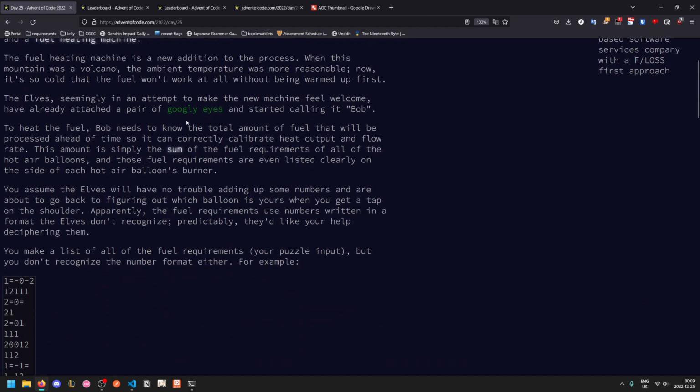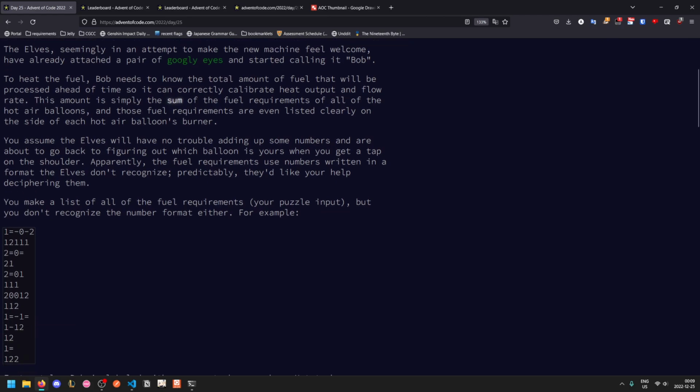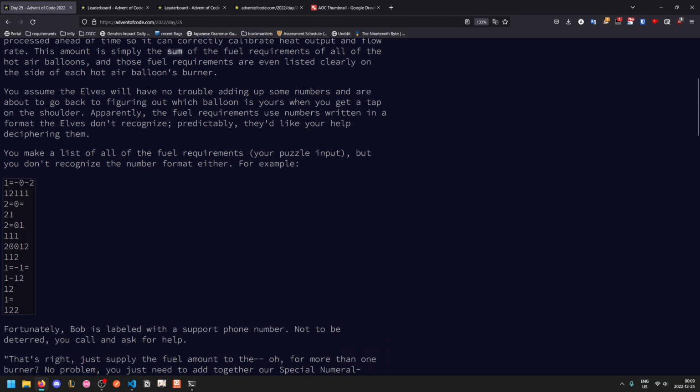Okay, so to heat up the fuel, the machine needs to know what the total amount of fuel that will be processed ahead of time is, so that it can calibrate the flow. The amount is simply the sum of the fuel requirements of each hot air balloon, and the requirements are even listed very clearly on the side of each burner. You assume that the elves will have no trouble, but they come to you because they don't recognize the format of the output, and so of course they need your help to decipher them.